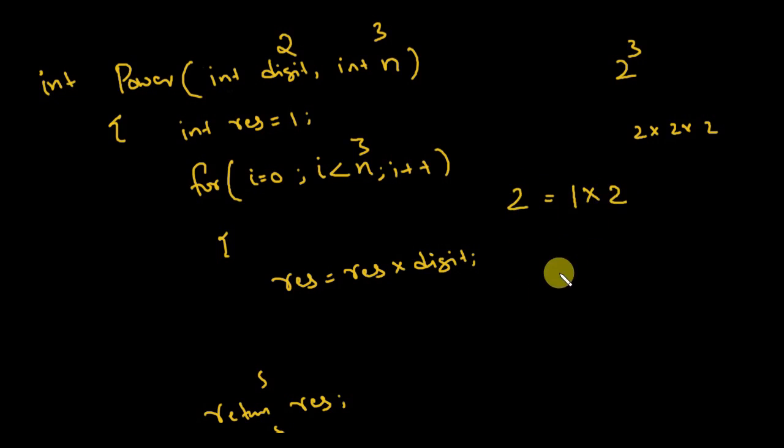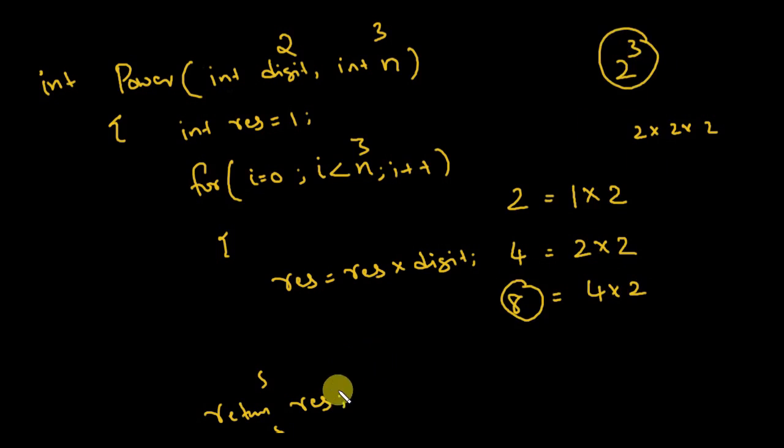This is the first iteration. The second time, result is 2 and digit is 2, so the result will be 4. And the third time, result is 4, digit is 2, then the result is 8. 2 power 3 is 8, we got the answer as 8. And since the condition is 3, after 3 iterations it will be out of the loop and will give the result as 8. So this is the condition.